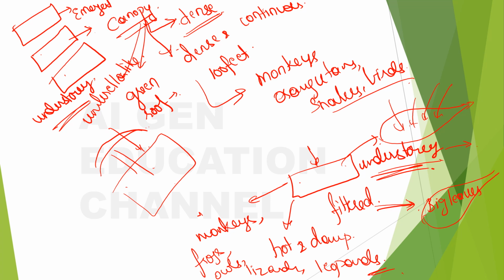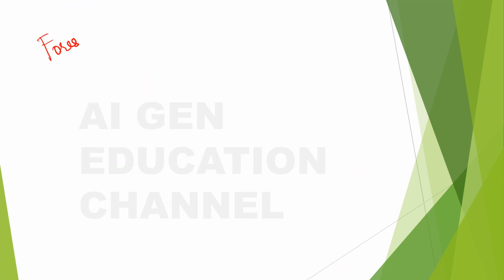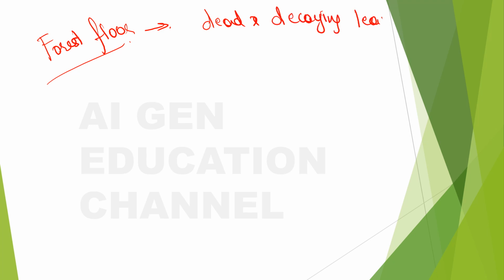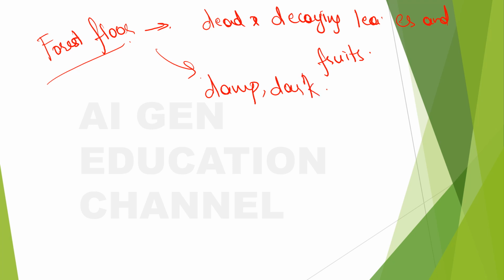Okay, next comes the final layer, the forest floor. What is this forest floor? The name itself suggests it is the floor of the forest, right? As you know, if there are so many plants and trees, there will also be leaves falling off, fruits falling off, and everything else keeps falling down. So you can find many dead and decaying leaves and fruits here. And here the floor will be damp and dark. Damp means humid, right? So damp, dark, and covered with dead and decaying leaves.